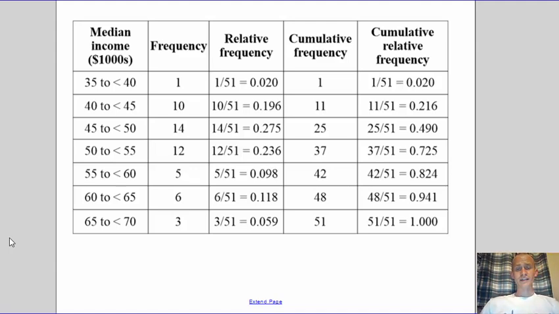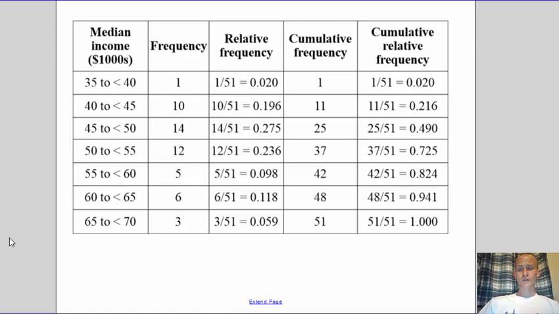So going over to the next column, we want the relative frequency. So we take that number and then we divide by the total. 50 states plus the District of Columbia gives us 51. So we take 1 out of 51, 10 out of 51, 14 out of 51, etc.